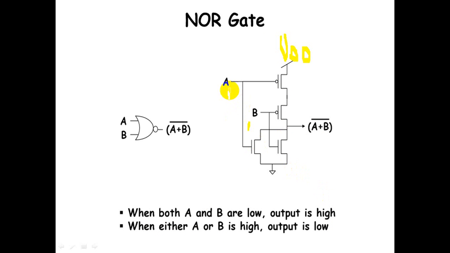For the second case, just consider this one to be 0. If this is 0, then this one is high, because there's a bubble which inverts it. This one becomes high. This one is short circuited, and this one is open circuited. Still the VDD does not reach the output, so the output is low.